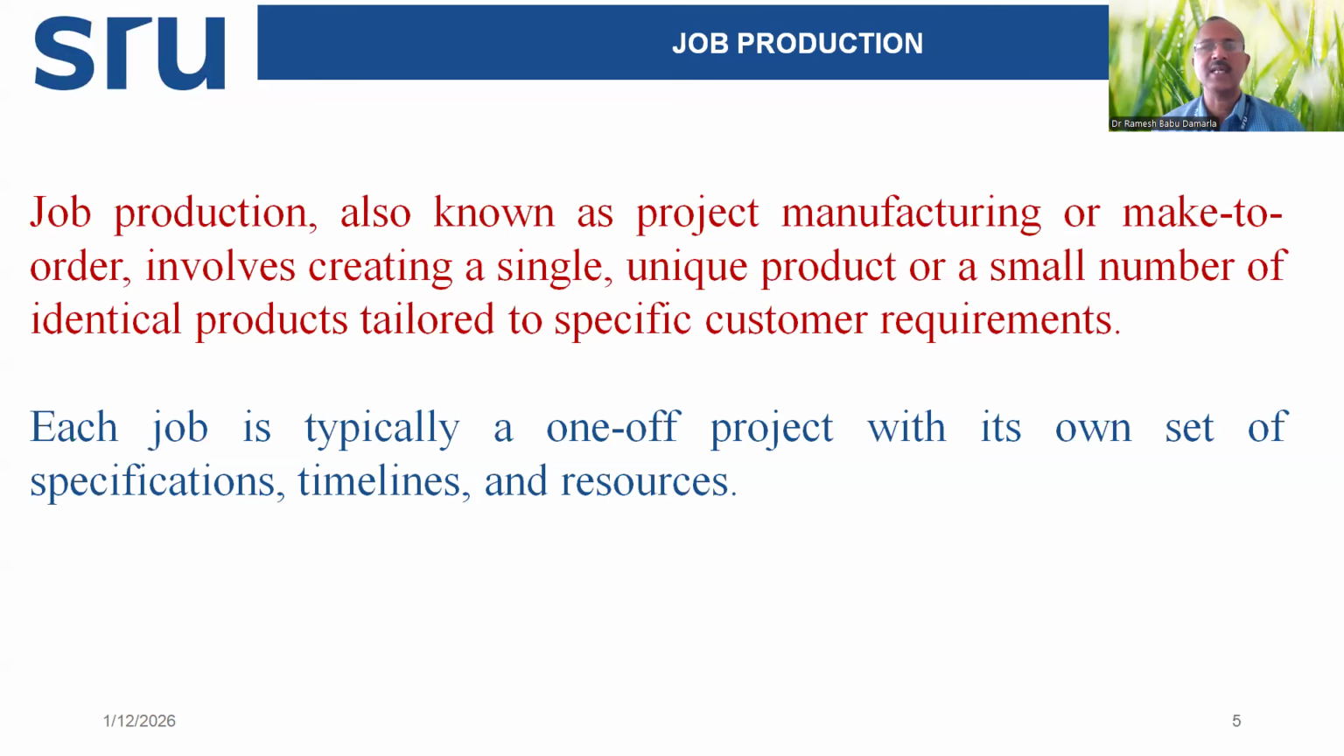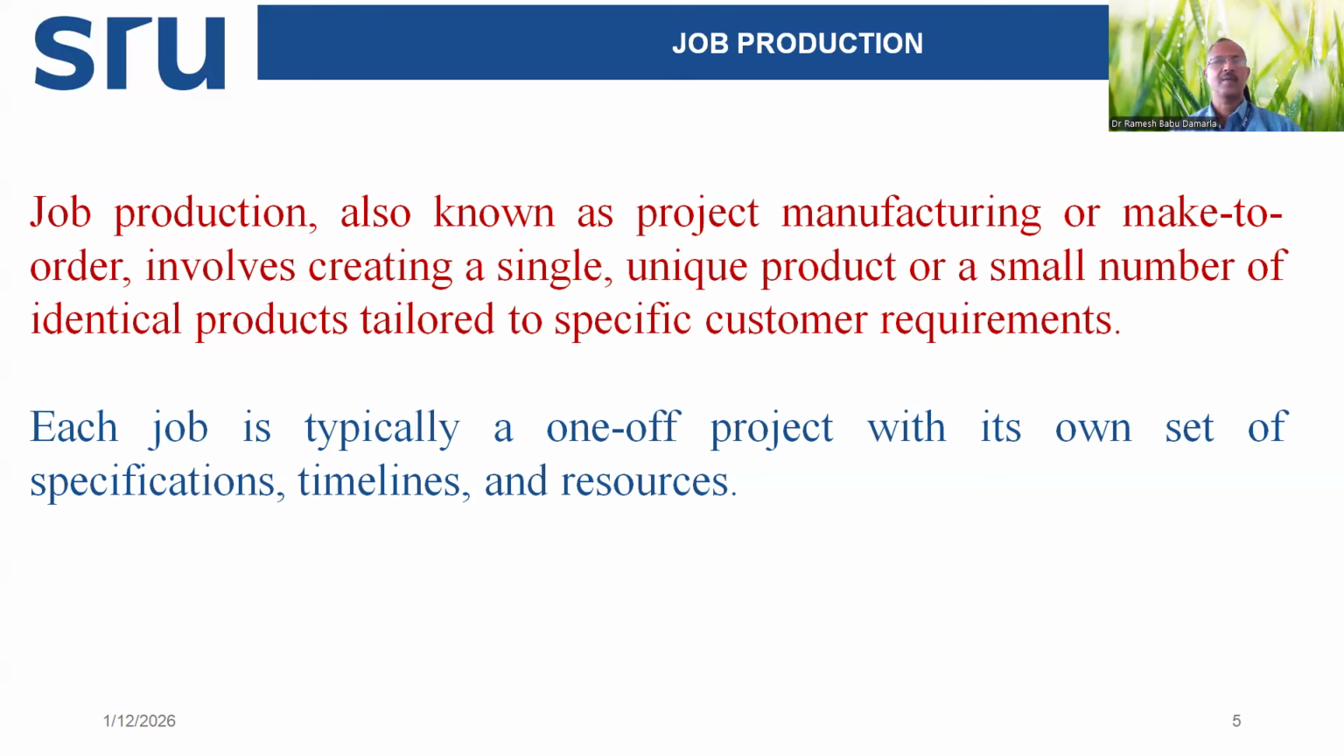Now let us see the first kind of production or manufacturing, that is job production. It is also known as project manufacturing, or make to order, meaning each unique product is a project. When a carpenter receives a unique design of sofa from the customer, that is a project because it is unique. The specifications and features are as per the customer's requirement. So for the carpenter, each different sofa set is a job production.